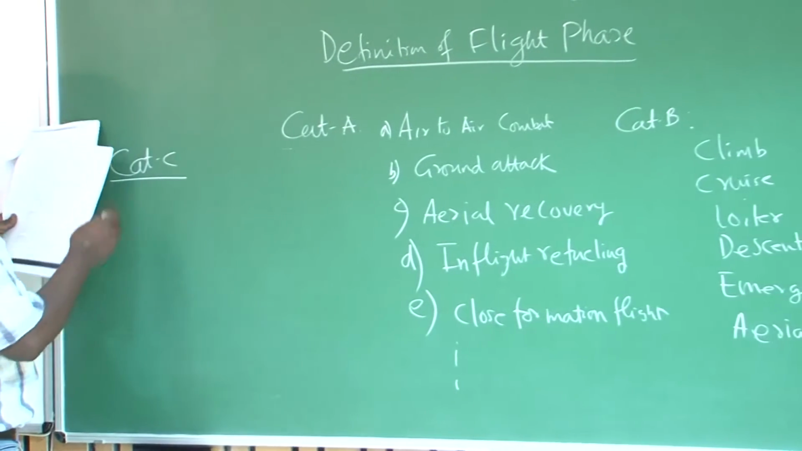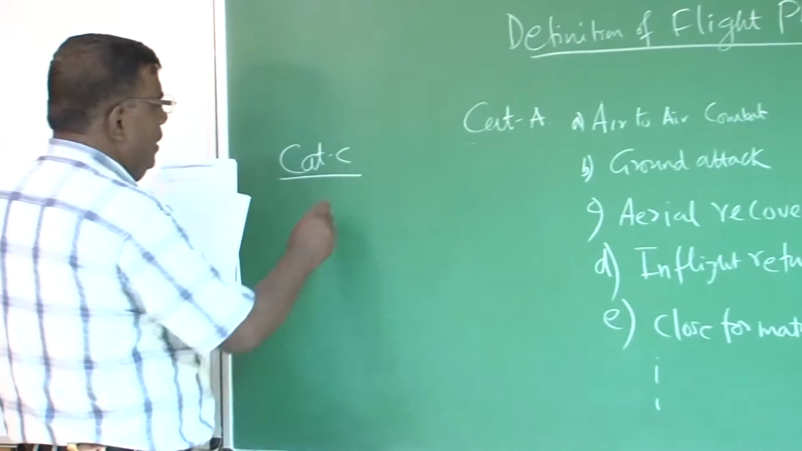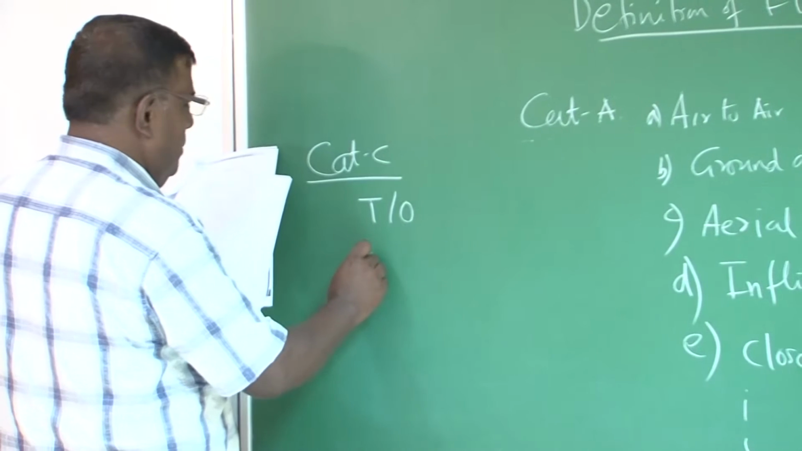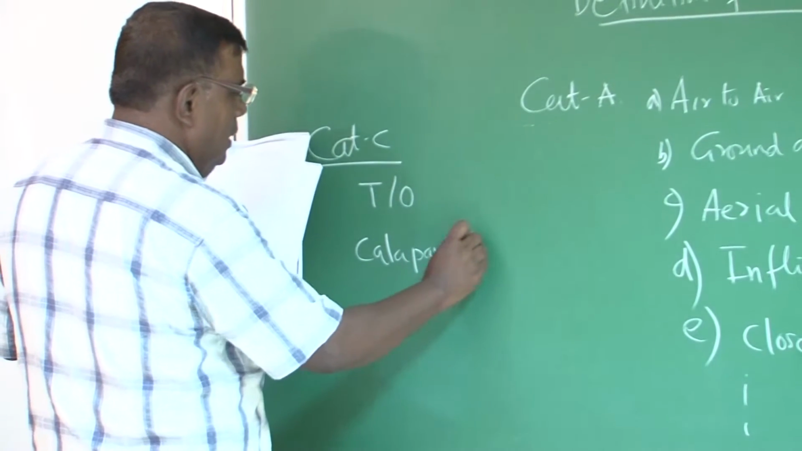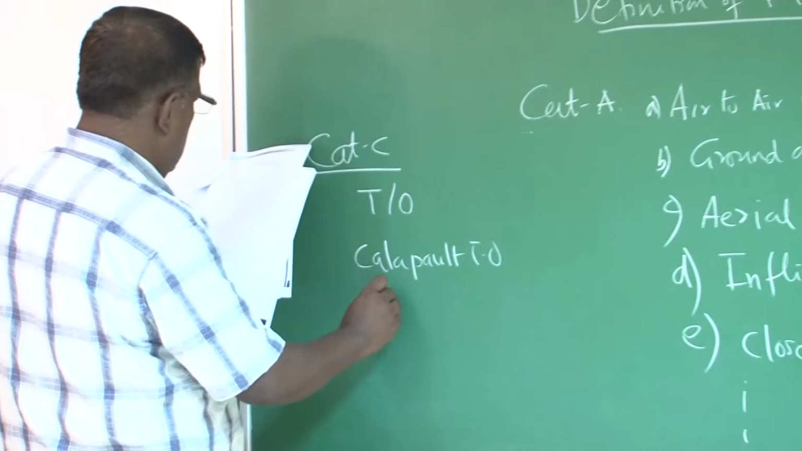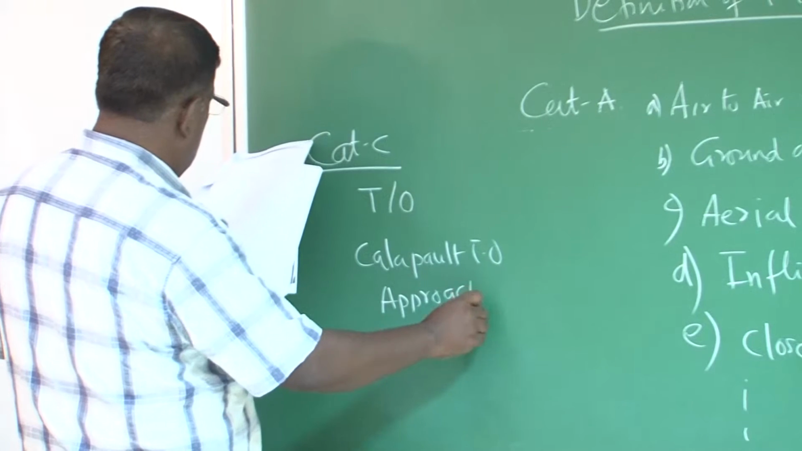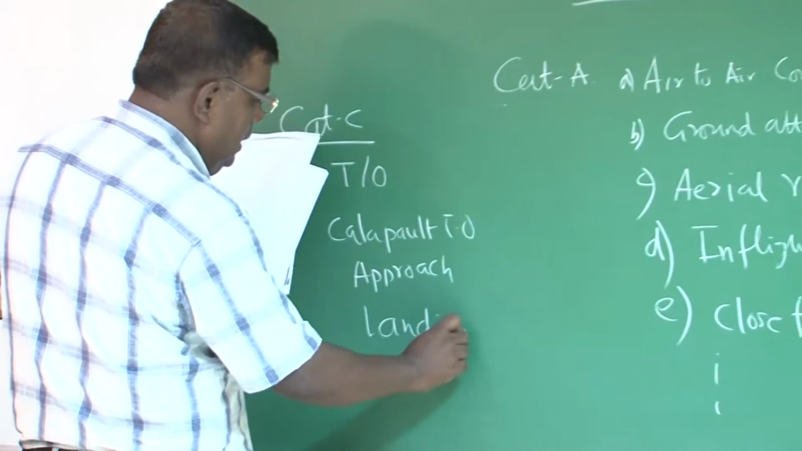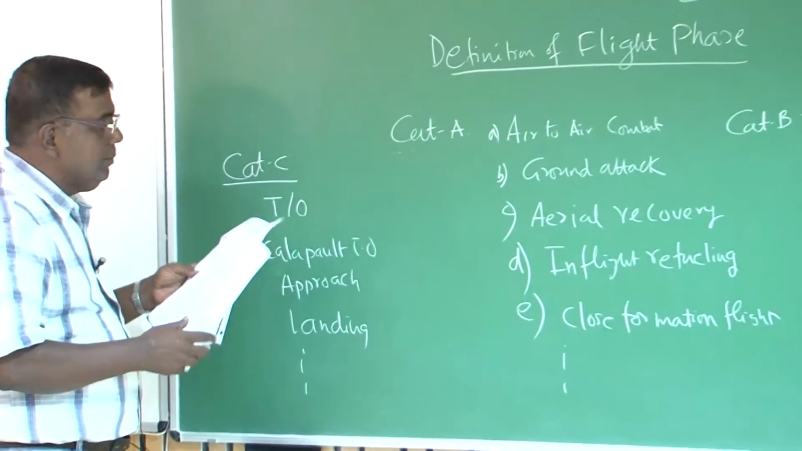In category C, you have takeoff, you have catapult takeoff, you have approach, you have landing, and many more, right? That comes for category C.